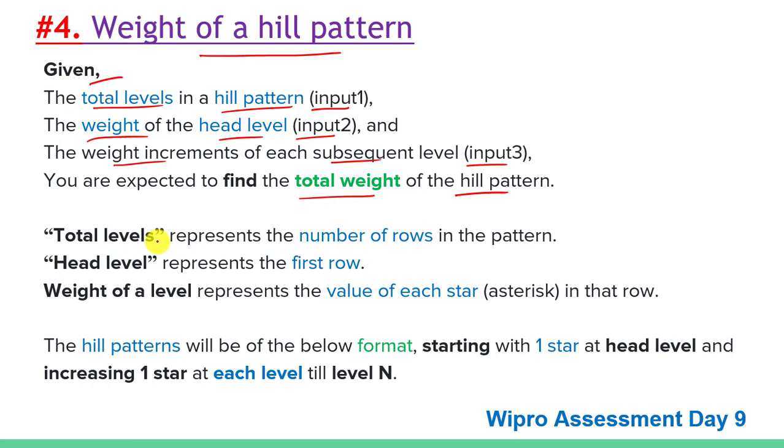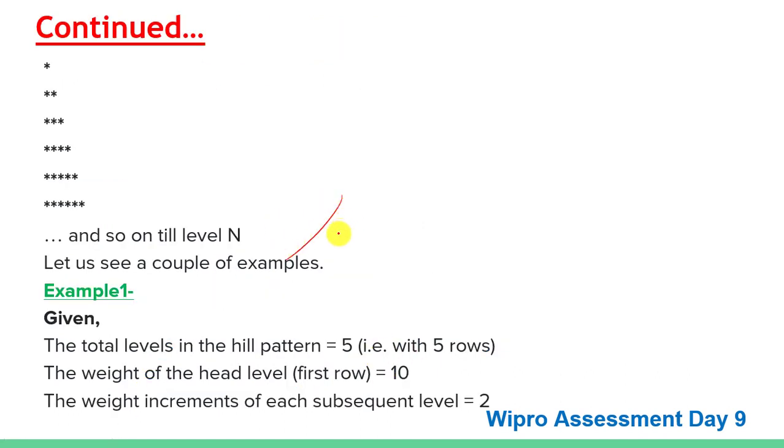Here some rules are given. Total levels represents the number of rows, the head level represents the first row, and the weight of a level represents the value of each star in that row. Also, the hill pattern will be of the below format, starting with one star at the head level and increasing one star at each level till level n. Here some examples are given.